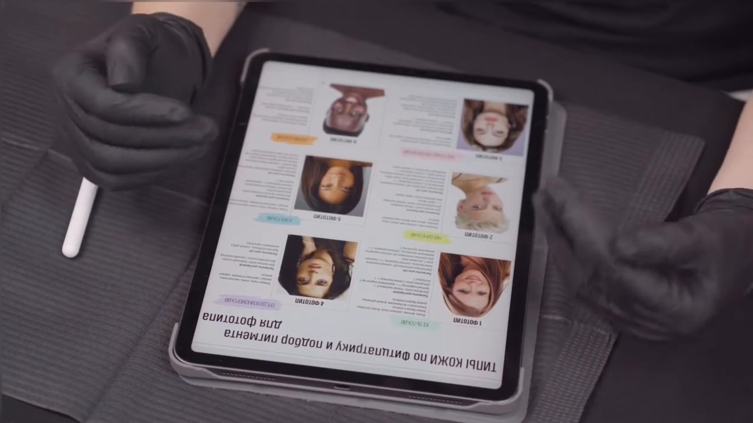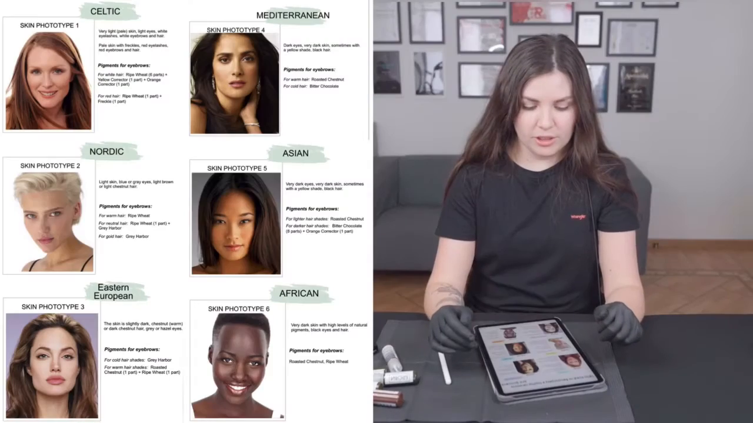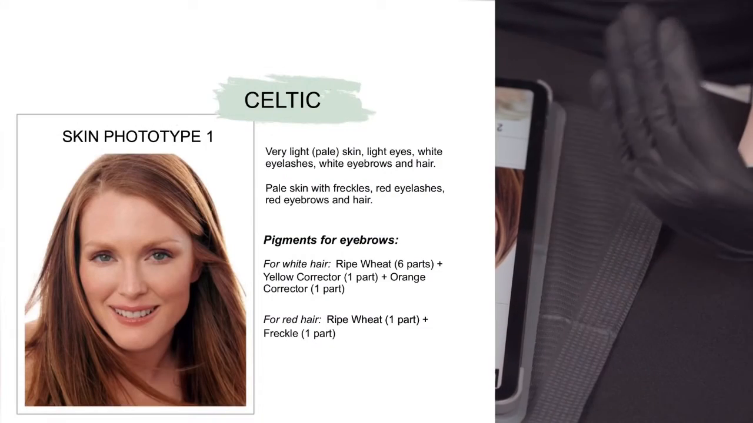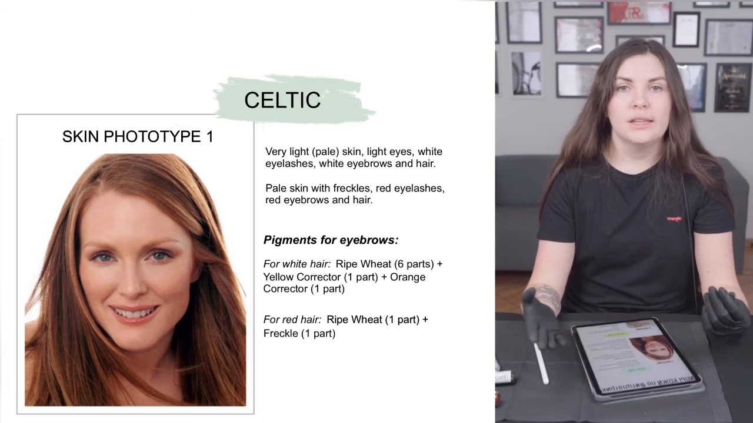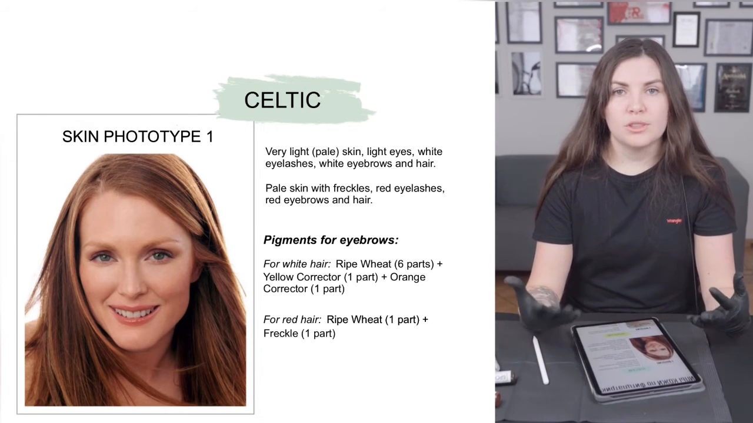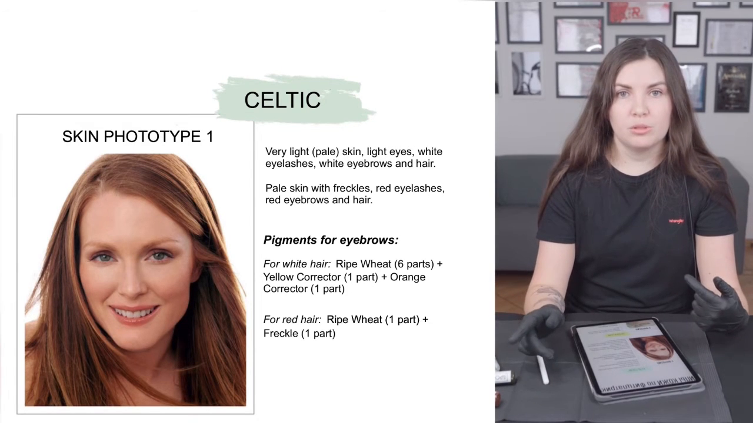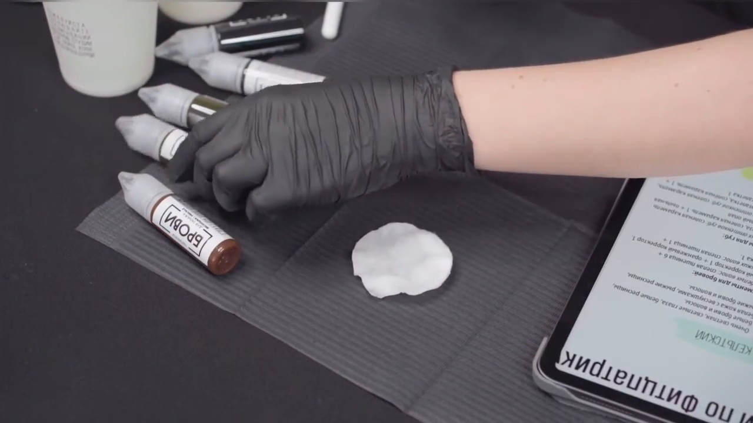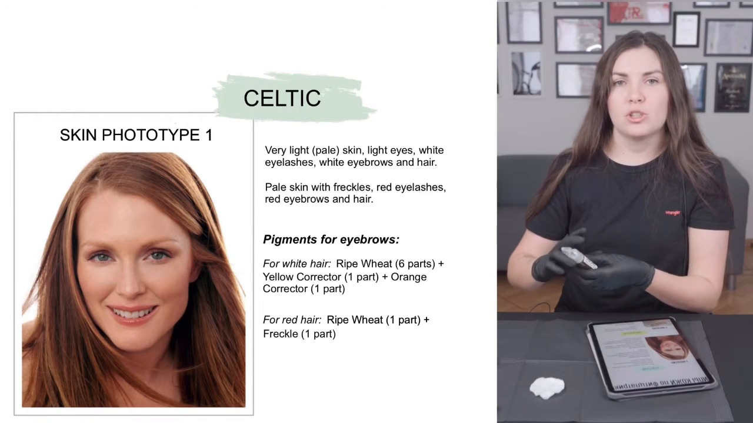Now let's talk in detail about each phototype and learn how to work with them. First phototype is Celtic. Let's make it a little bigger. We see that the girls in this phototype are light colored, often they have freckles, red hair, or they are albinos with white hair. When working on them, we use the lightest shades of pigments. In a second, I will explain what pigments to use. As I said, we're going to use the lightest shade. From my color palette, that would be Grey Harbor and Ripe Wheat.